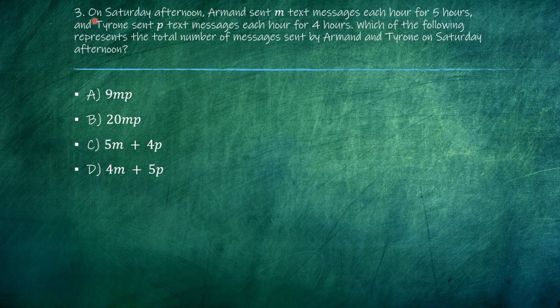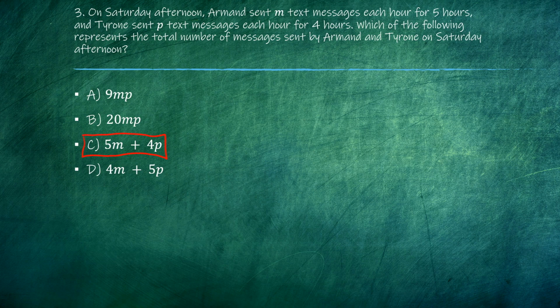Question number 3. On Saturday afternoon, Amanda sent m text messages each hour for 5 hours, and Tyrone sent p text messages each hour for 4 hours. Which of the following represents the total number of messages sent by Amanda and Tyrone on Saturday afternoon? Go ahead, pause the video and try the question yourself. The answer is C.